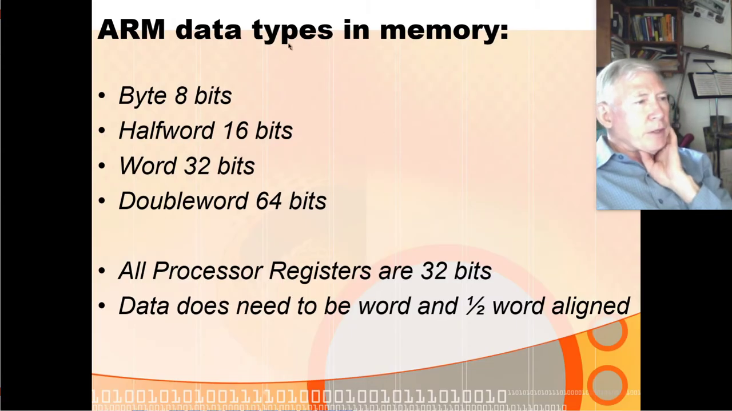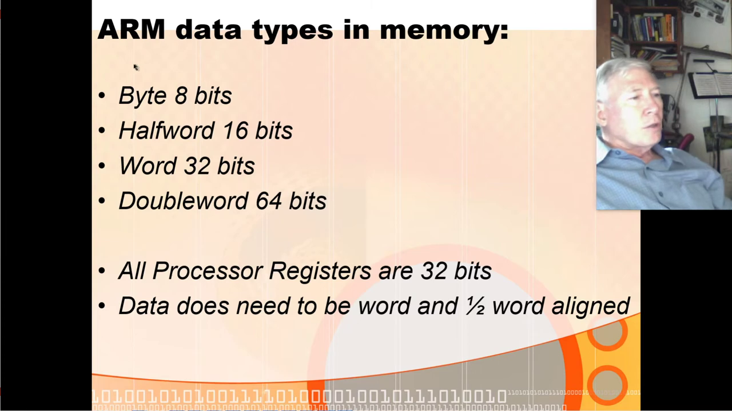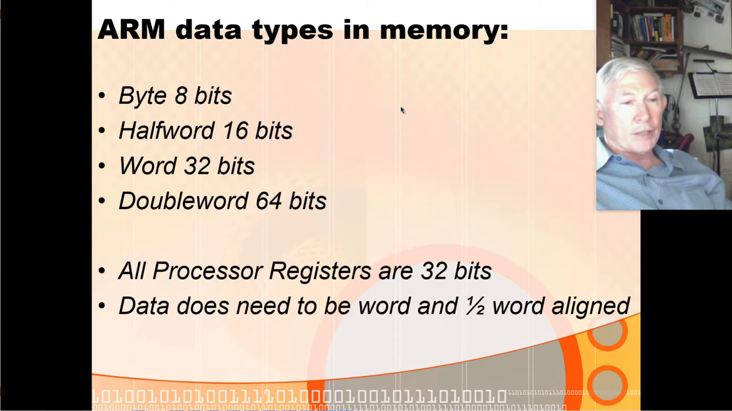All right. So data resides in memory. So every memory location in the random access memory, and I guess for that matter in the flash read-only memory, every location represents an 8-bit byte.